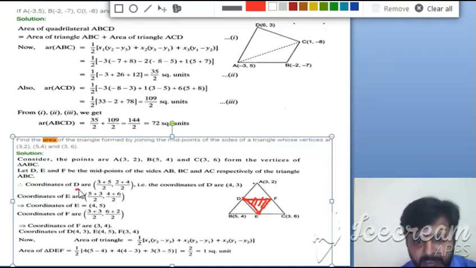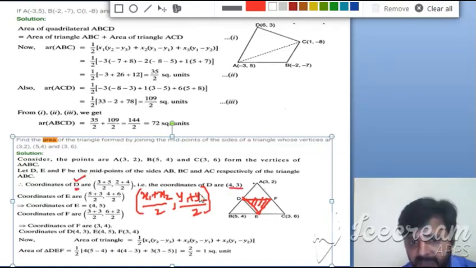See, D is the midpoint of AB. We will recollect the midpoint formula: x1 plus x2 by 2 and y1 plus y2 by 2. After applying the midpoint formula, the coordinate of D is 4, 3, where x1, y1 and x2, y2 are A, 3, 2 and 5, 4. Similarly, we find the coordinate of E with the midpoint formula, and we got it as 4, 5. Similarly, we will find the midpoint of F. After applying the midpoint formula, the coordinate of F is 3, 4.